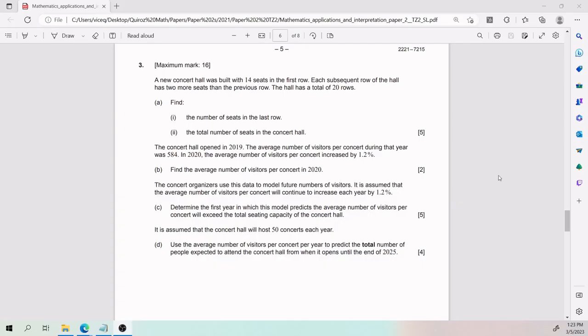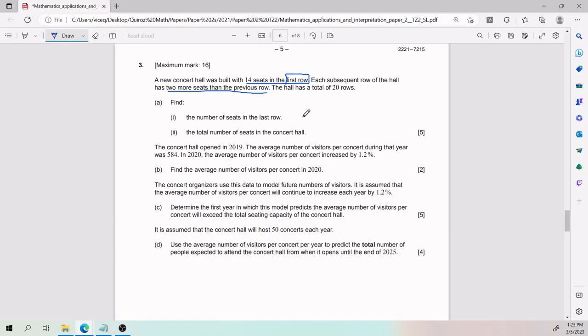All right, so for this first one, we have that a new concert hall was built with 14 seats in the first row, and each subsequent row of the hall has 2 more seats than the previous row. The hall has a total of 20 rows. For part A, part 1, we need to find the number of seats in the last row.